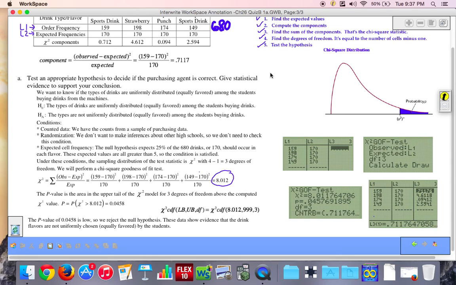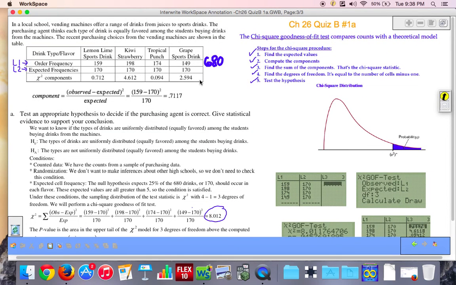Okay, I hope I helped explain chi-square distribution. Again, they're used for inference of categorical data. And in this particular problem, we did chi-square distribution for goodness of fit. We use the goodness of fit distribution when we have a one-way table or one categorical variable.